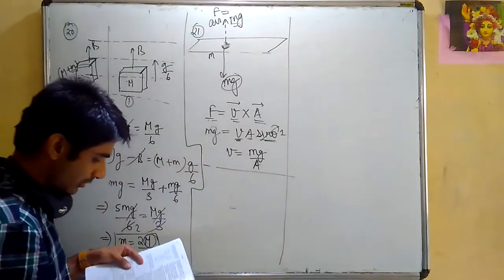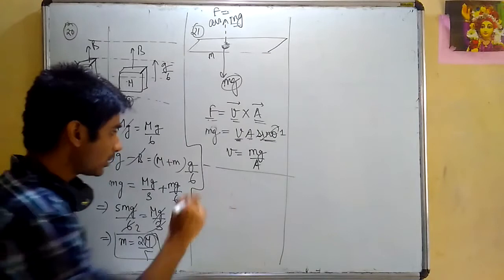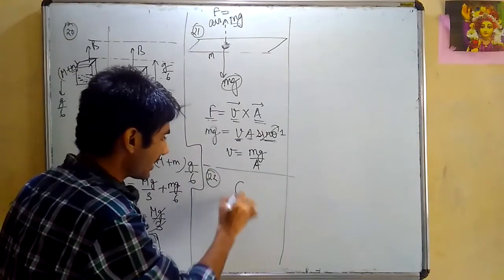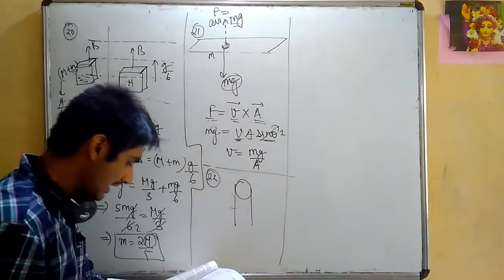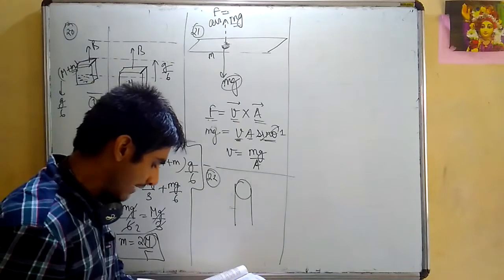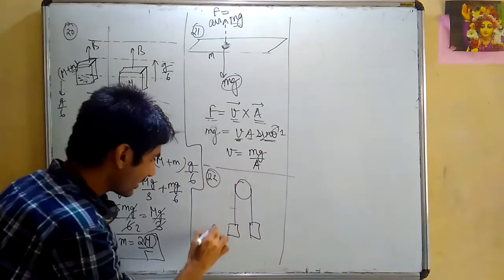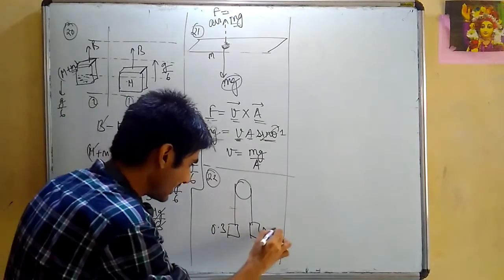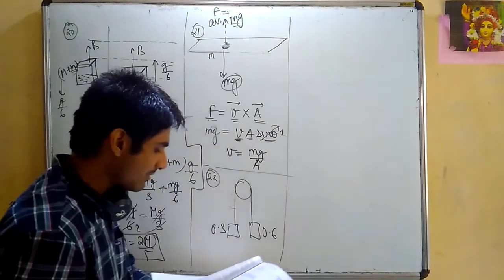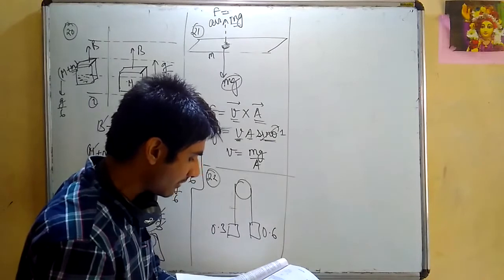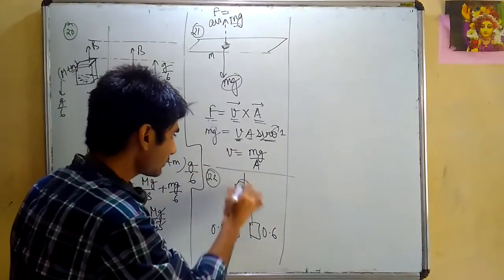Now let us move to the second question, that is question 22. I guess it is a simple question and can be easily done. It is an Atwood machine and M1 is 300 gram, which means directly 0.3 kg, and this is 0.6 kg. The system is released from rest. Find the distance traveled by the first block in 2 seconds.